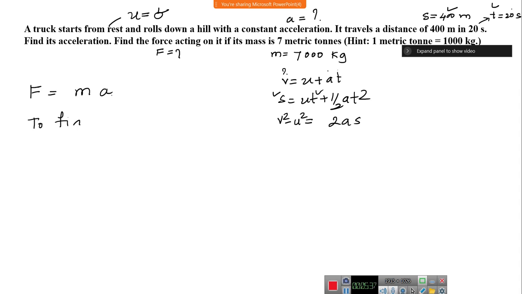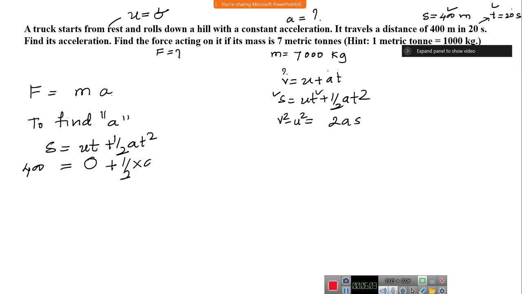Therefore, quickly to find a, we use the second equation of motion. s is equal to ut plus half at square. I hope I am audible to all of you. So 400 is equal to this, since u is 0, this entire term becomes 0, plus half into a remains the same because we have to calculate this, and 20 square, right? So therefore 400 is equal to 1 upon 2 into a into 400, right? And therefore I'll just reverse this, 400a divided by 2.